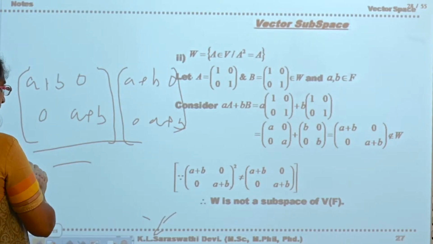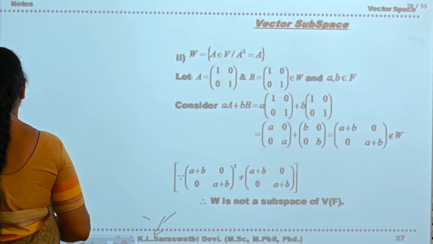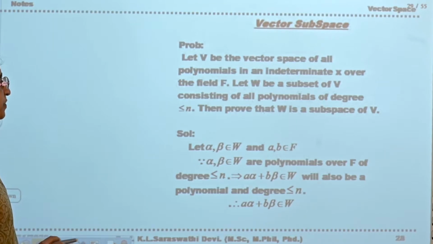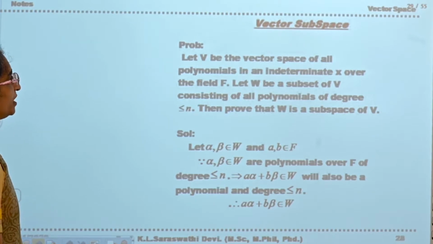Okay. Now, see that. And one more problem. Let V be the vector space of all polynomials in an indeterminate X over the field F. Let W be the subset of V consisting of all polynomials of degree less than or equal to n. Then prove that W is a subspace of V. Now how is V?